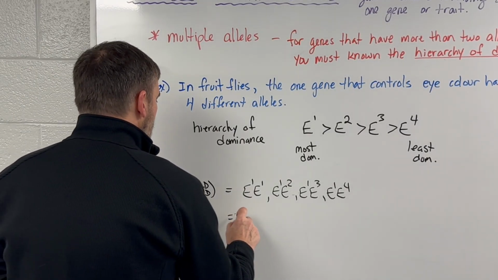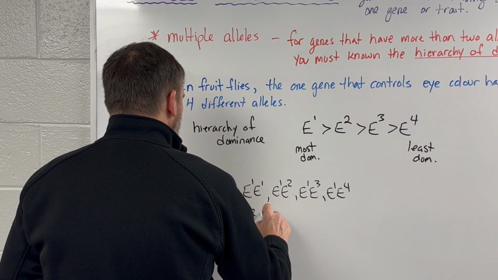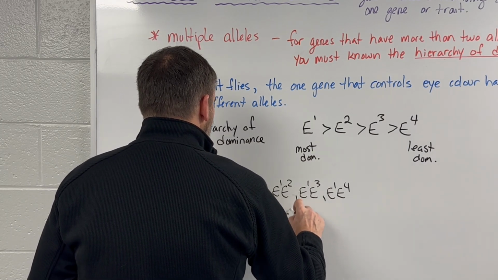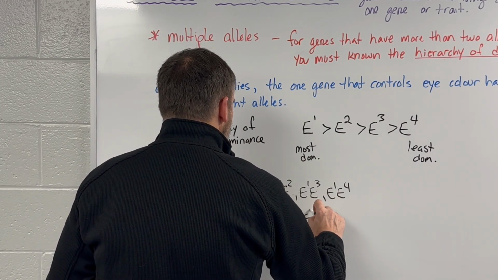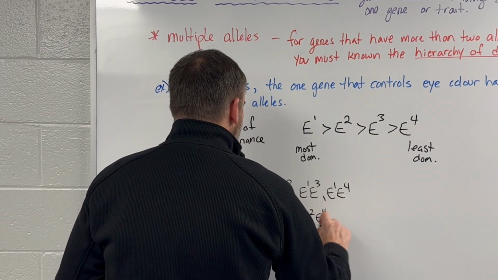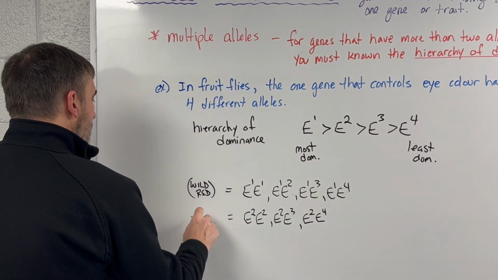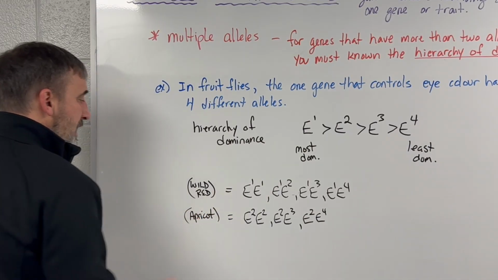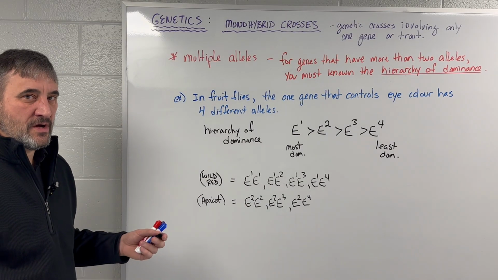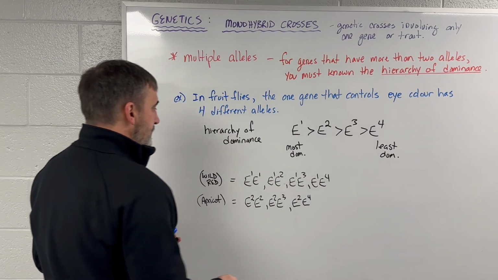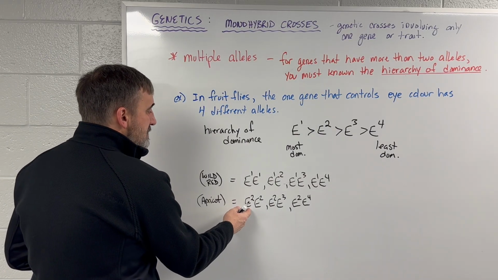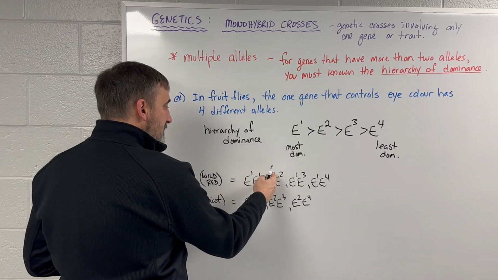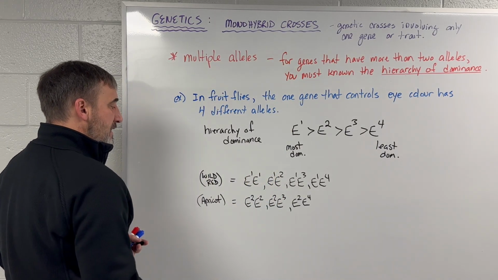Okay, if we put an E2 with an E2, or with an E3, or with an E4, then we would get apricot colored eyes. Apricot, that is the debate. Potato, potato. Okay, we can't put an E2 with an E1 because that just gives us this genotype. E1 is more dominant, so then you'd get red eyes.